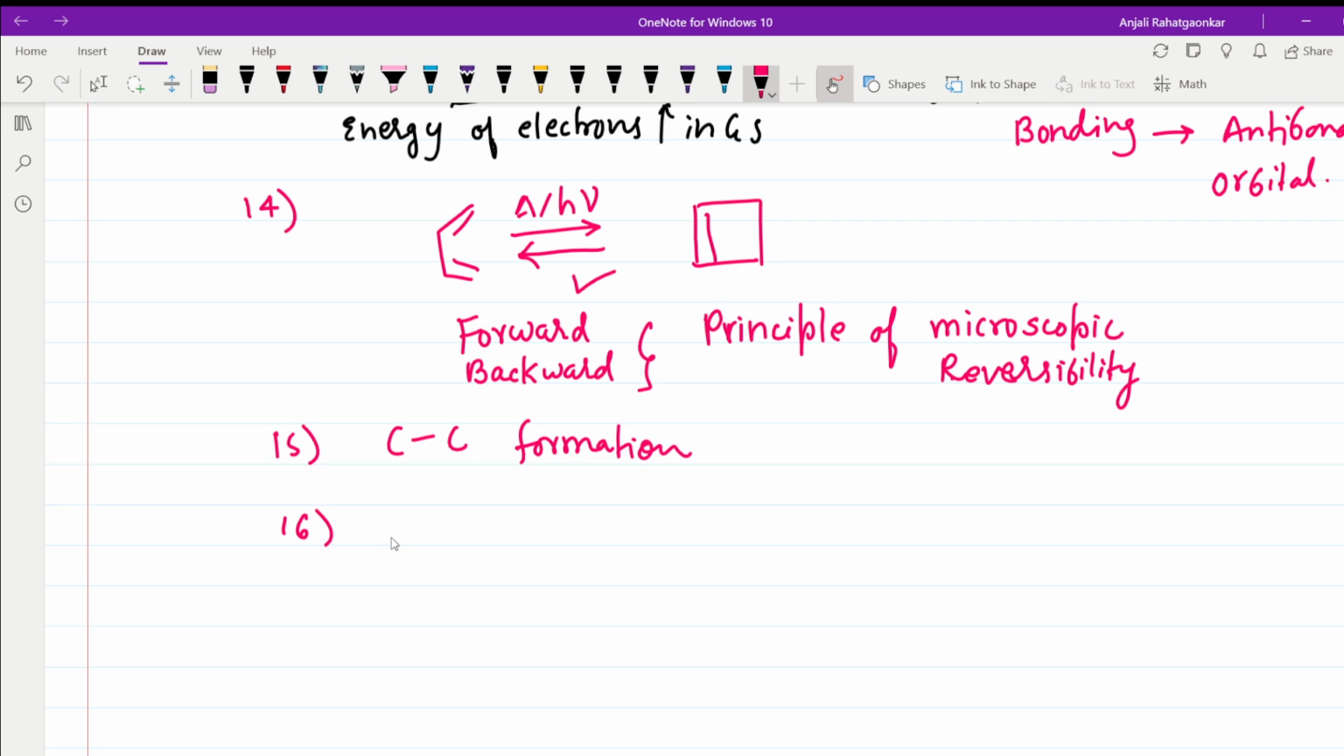One more most important thing is it gives high yields. So there will be no side products. This is the most important. That is the beauty of this pericyclic reaction: it doesn't form any side product or byproduct. Directly it converts the reactants into the products. So please remember this is the most important point in the reaction.